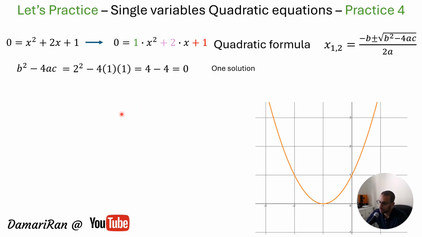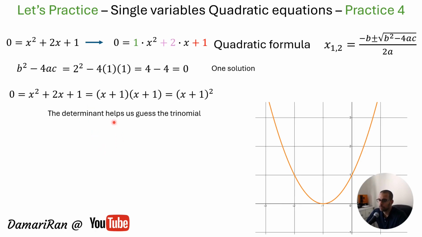Now I don't have to go to the quadratic formula. I can just go and try to do a trinomial, because I know I have only one solution. That makes guessing the trinomial much easier, right? So after doing the trinomial, I see that I have this kind of shape, which is fitting because I only have one solution. When x is equal to minus 1, all of this is equal to 0, and the equality is satisfied.